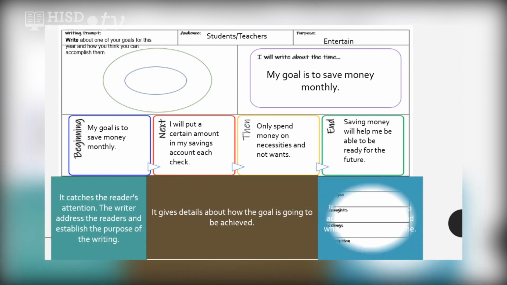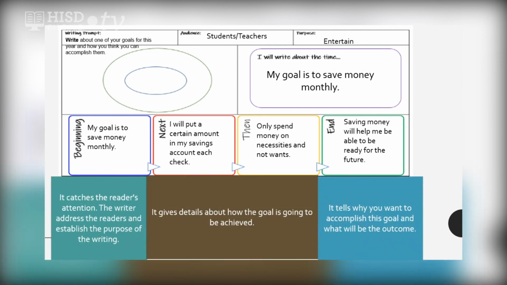With our beginning catching our readers' attention and addressing the readers and establishing the purpose of the writing. The middle giving details about how the goal is going to be achieved. And then in the end, it tells why we want to accomplish this goal, and what is going to be the outcome.